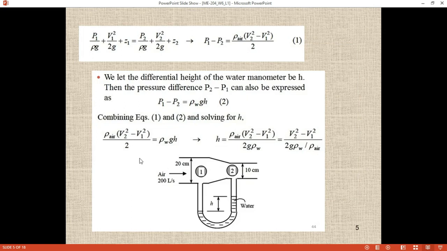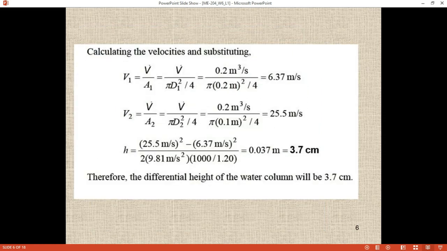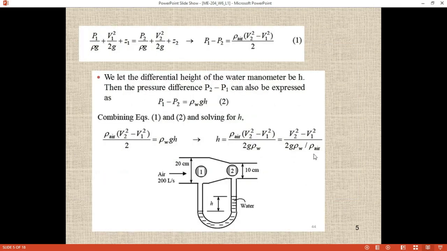But here you can also see that for the height of the column, this is the density of air and this is the density of water. So you inserted all the velocities that you found into that equation and you calculated the height h.